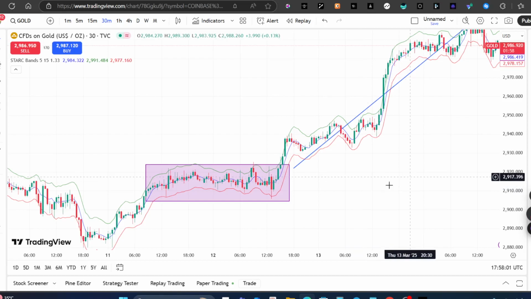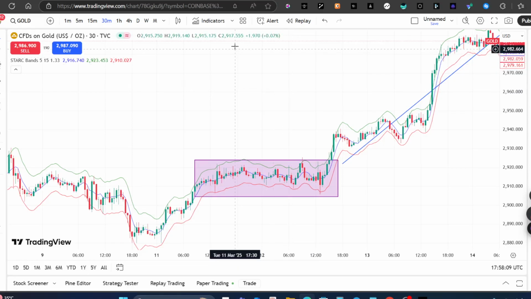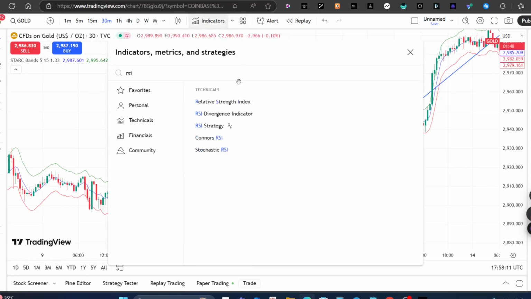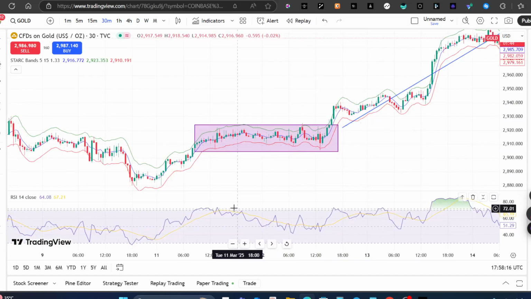Let us say you notice that the price is approaching the upper Starc band, suggesting a potential bullish move. If at the same time your RSI is showing an overbought condition, anything above 70, this might give you a clue that price could reverse soon. On the other hand, if the RSI shows that the market is still in a strong bullish trend and has not yet hit overbought territory, that could reinforce your decision to stay in the trade, right?